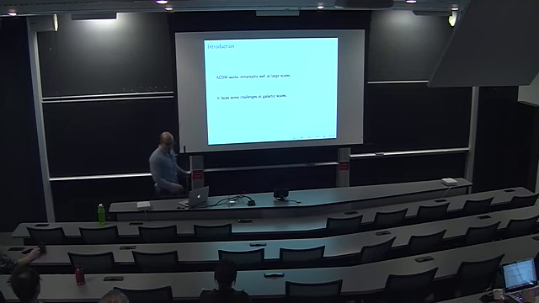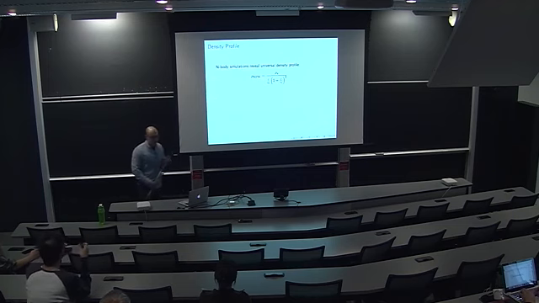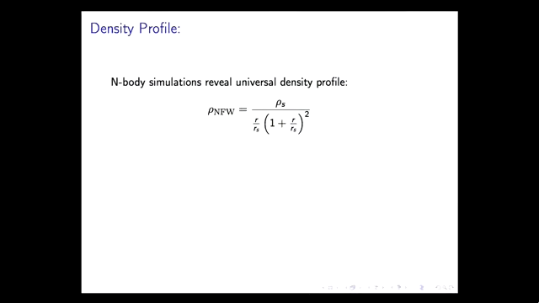But when it comes to small scales, in particular galactic scales, the situation is less clear, and there are few challenges that emerge at galactic scales. In particular, the density profile that one finds as a result of n-body simulations takes this more or less universal form, which has two free parameters, ρs and rs. And as you can see, it exhibits the cusp in the center.